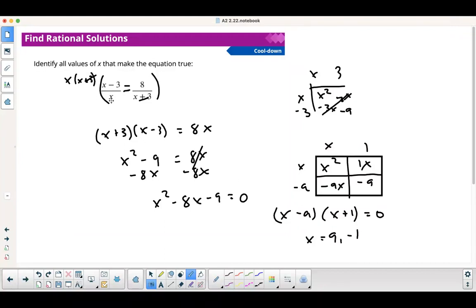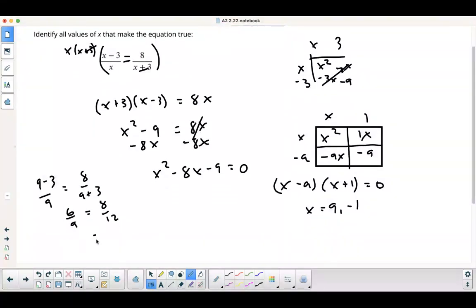And then when I plug them back in to check, let's do the 9. 9 minus 3 over 9 equals 8 over 9 plus 3. Let's see if it works. 6 over 9 equals 8 over 12. Now you might say, well, those don't look equal, but if you reduce them both, they both equal 2/3. So the 9 is good.